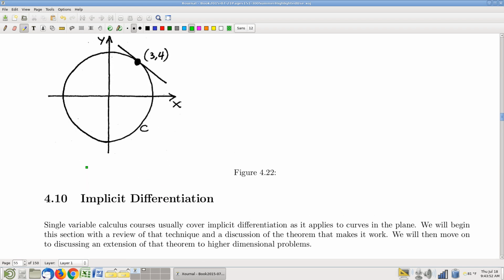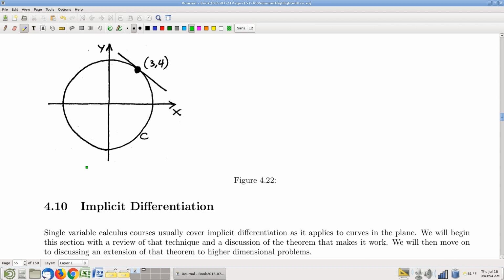Y'all have seen implicit differentiation before, I presume. It's a standard topic in Calc 1 classes, or sometimes Calc 2, it depends. But the idea is if you want to find a slope of a tangent line. Slope of a tangent line suggests derivative, but what if you don't have the function explicitly given, and you still want to find its derivative? Right, so we do something called implicit differentiation, and you all have seen how this works in practice.